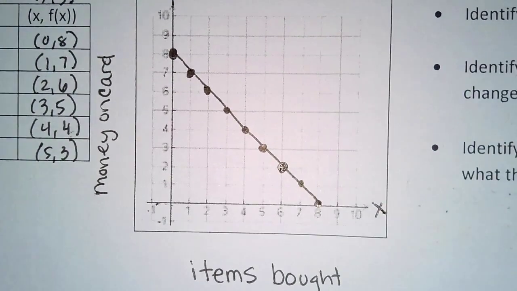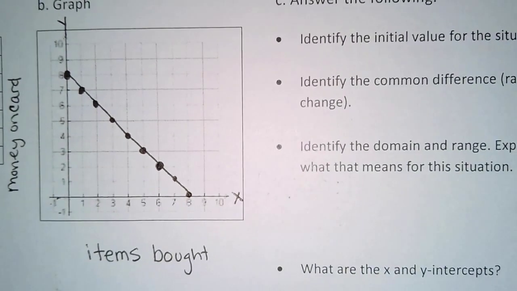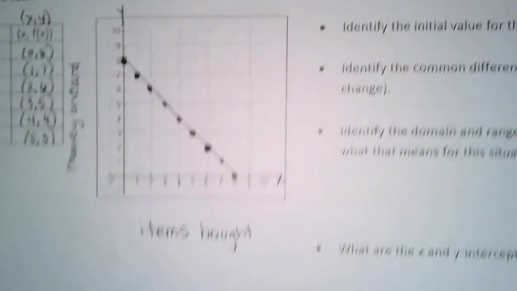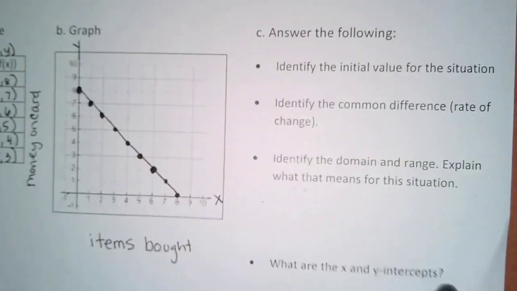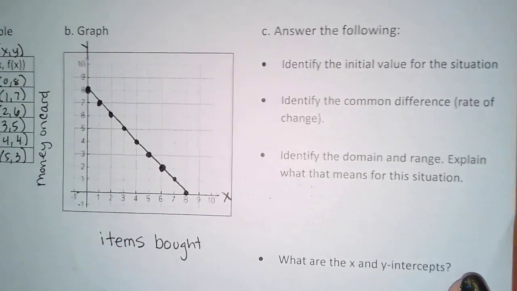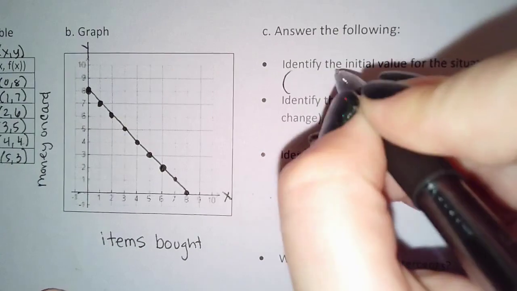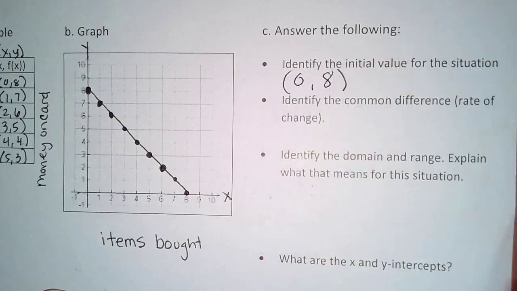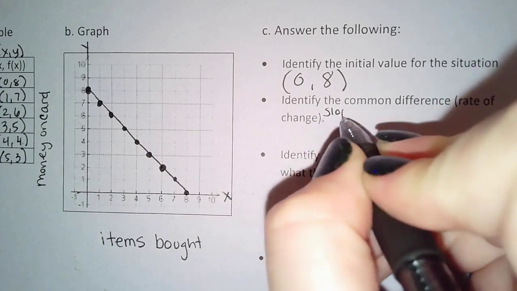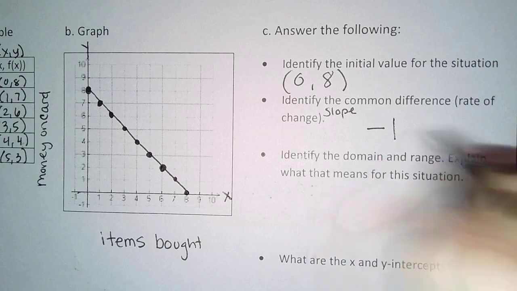Okay, now let's answer these questions to the right. Identify the initial value for the situation. So initial value is where we started, which is the y. What is our initial value? 8. And as an ordered pair? (0, 8). Very good. Identify the common difference, aka the rate of change, aka the slope. -1. Good, -1.